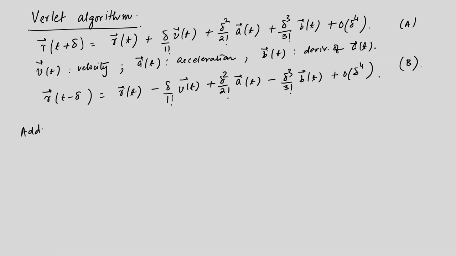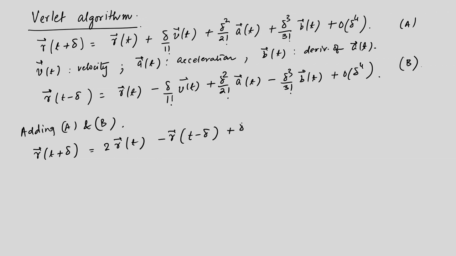So, adding a and b, one can write with a little bit of rearrangement of terms, r(t + delta) equal to 2 r(t) minus r(t - delta) plus delta square a(t). So, you see that when you add, the odd terms in delta cancel, and one lands up with only the even terms in delta. And since we have omitted terms from delta 4 onwards, the error is of the order of delta to the power 4, and this is called a local error.